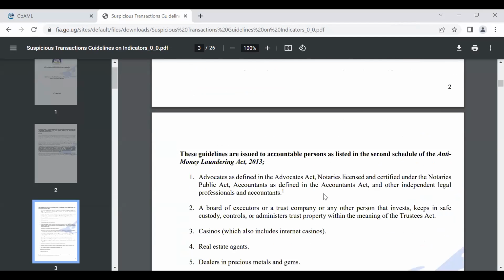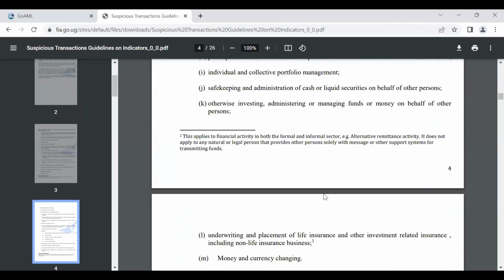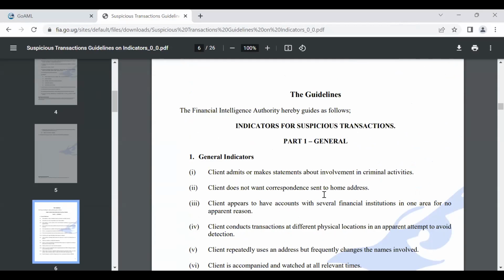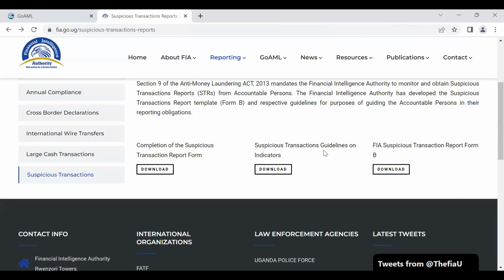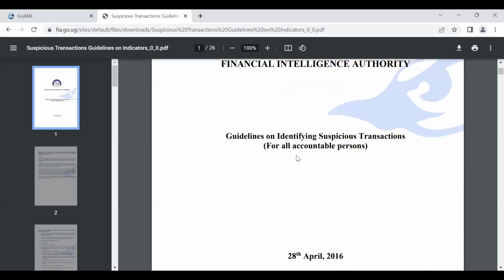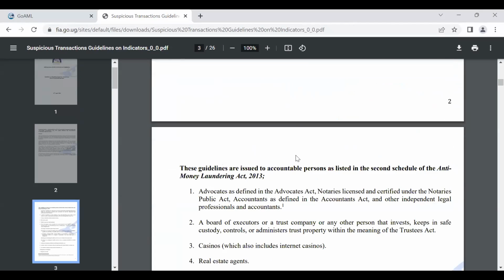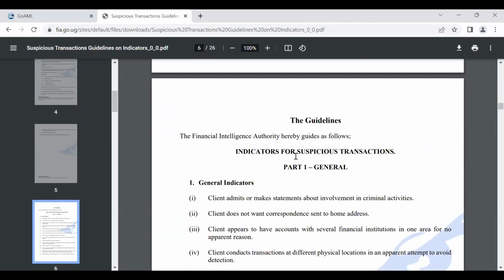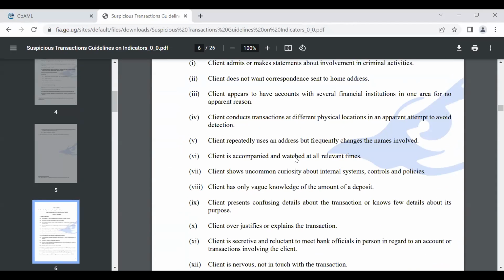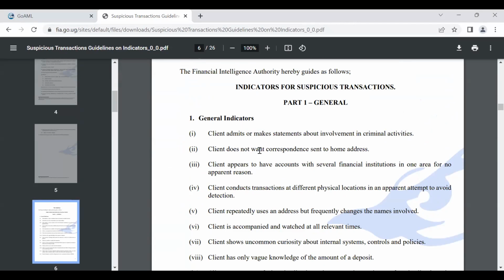I think it's this guidelines. Yes. So I hope you've seen that. We'll refer you to a lot of content on our website. If you come to our website, reporting, suspicious transaction reports, there are suspicious transactions guidelines on indicators that were issued in 2016, I think. The indicators start from page 6 onwards. So I hope that answers, Ivan.